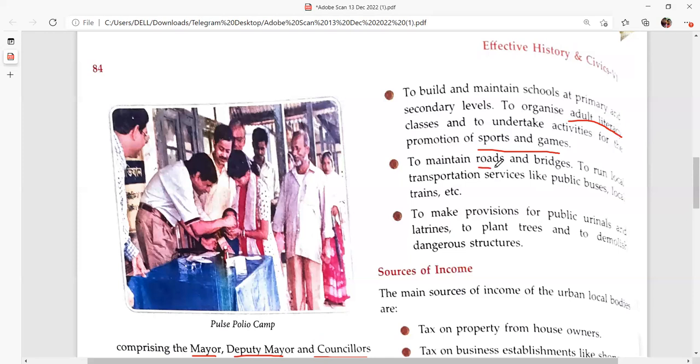They should have roads and bridges. They should also run local transportation services like public buses and trains. Yes, because in urban areas, people are more. If people are more, then vehicles will be more. If vehicles are more, then air pollution and noise pollution will definitely be more. So to prevent air pollution and noise pollution, and also to prevent traffic, we have to provide local transportation services like public buses and local trains, so that many people can travel to their offices by those public buses.